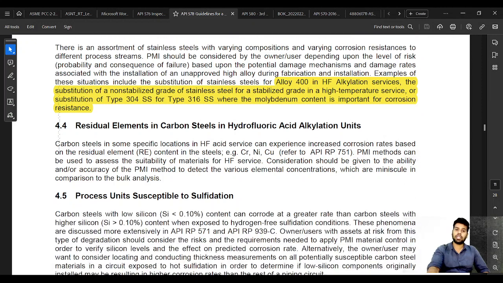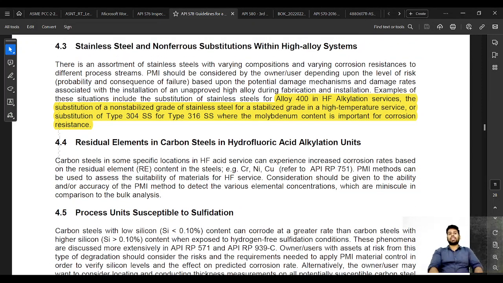Stainless steel and non-ferrous substitutions. Stainless steel may be substituted for some other kind of steel, or a non-ferrous material substituted for some other non-ferrous material, and in that case it might be subjected to problems as well. There is an assortment of stainless steels with varying composition and varying corrosion resistance to different process streams. PMI should be considered by the owner user depending upon the level of risk. Risk, obviously we know this, is the combined effect of probability of failure as well as consequence of failure.